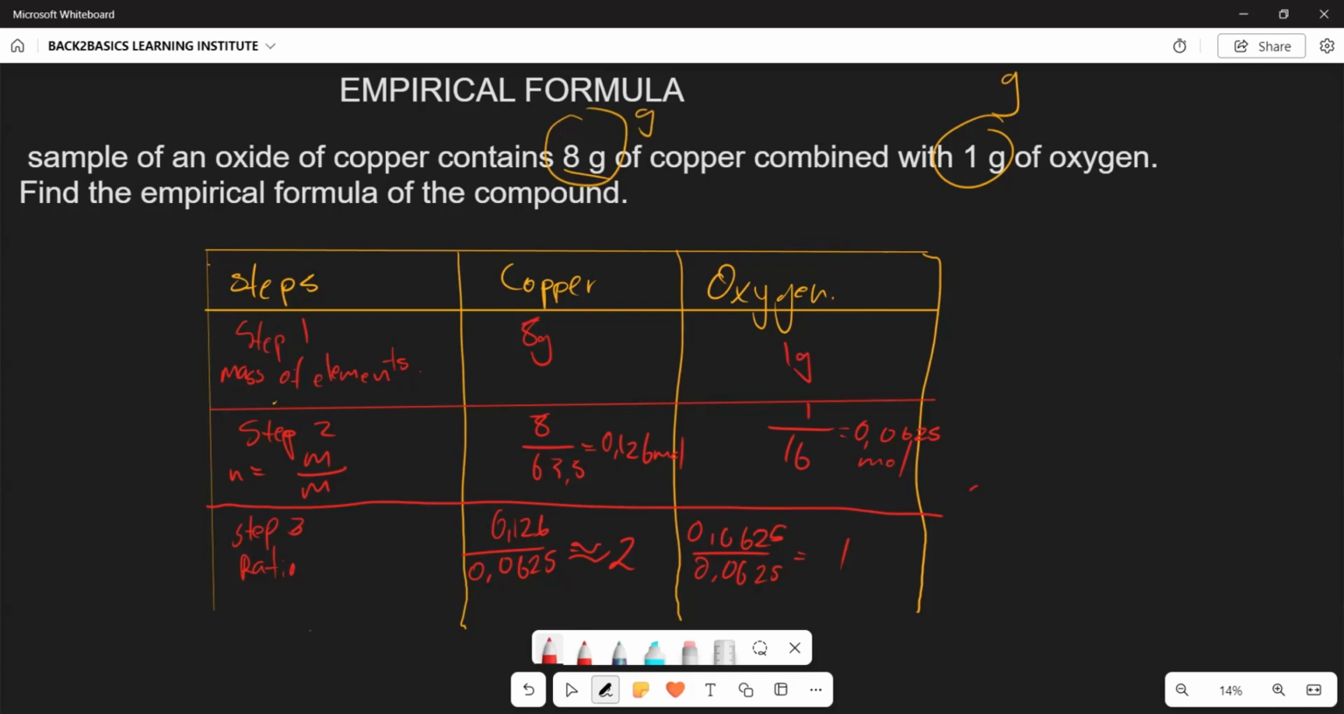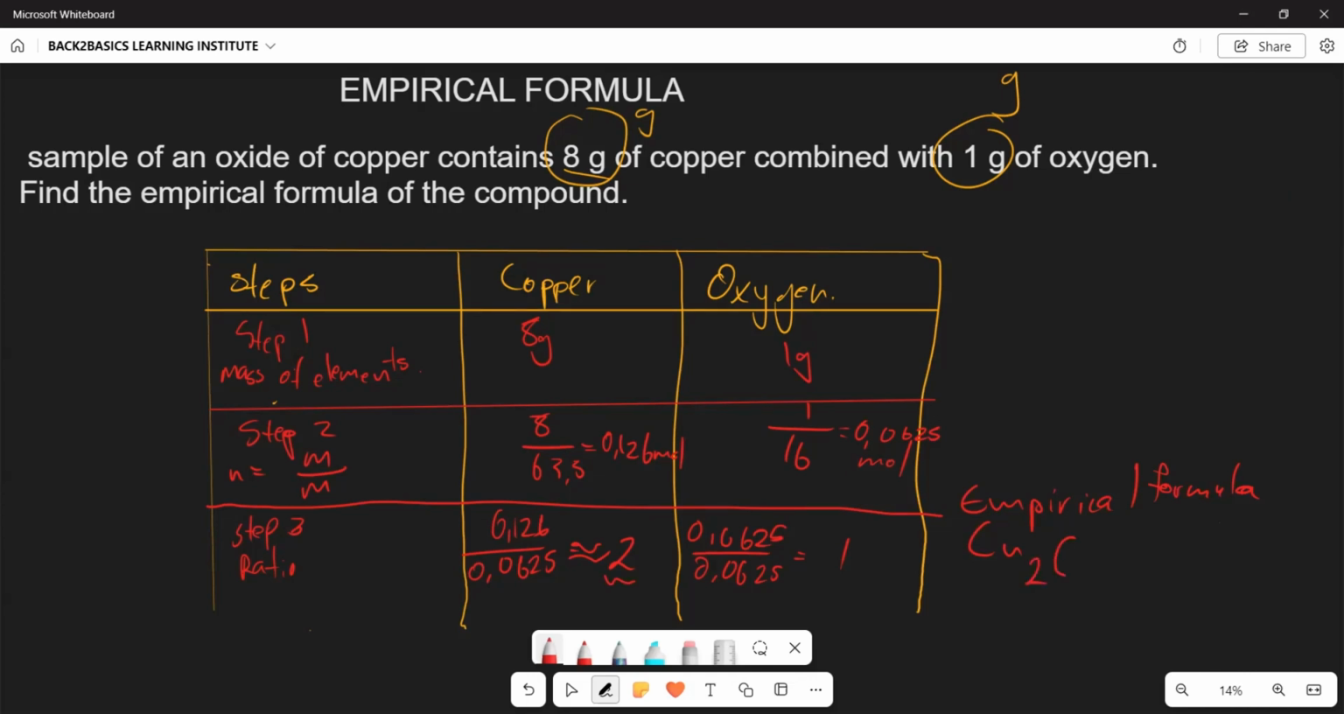And after that, you are going to write the empirical formula for this. What is going to be the empirical formula? You are going to say, what is your copper? The symbol for copper is Cu. And what is the subscript for it? It's going to be 2.